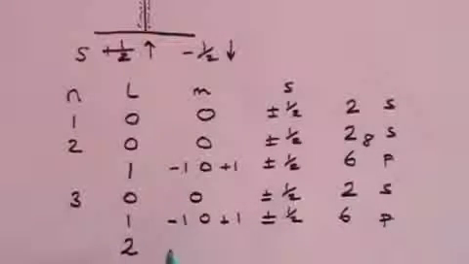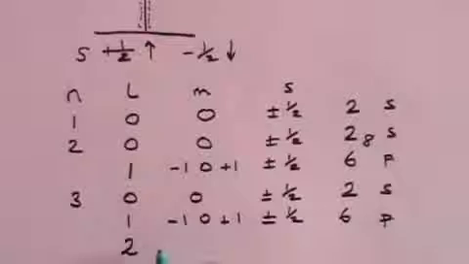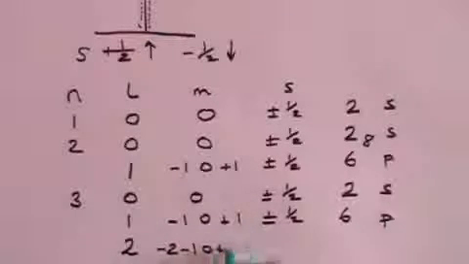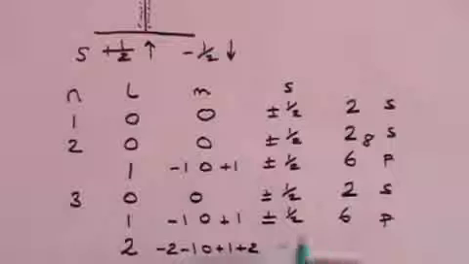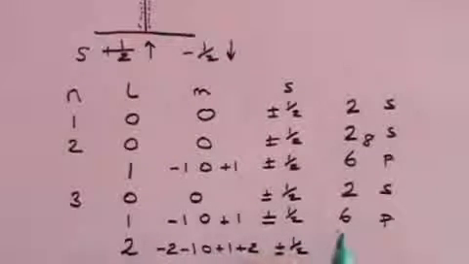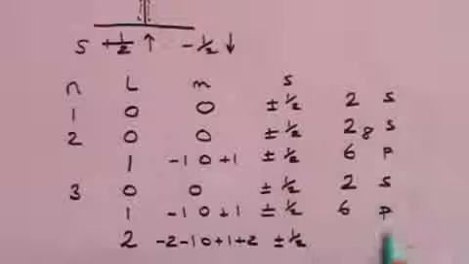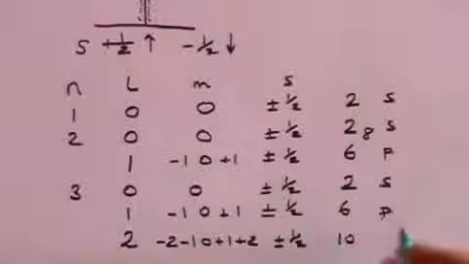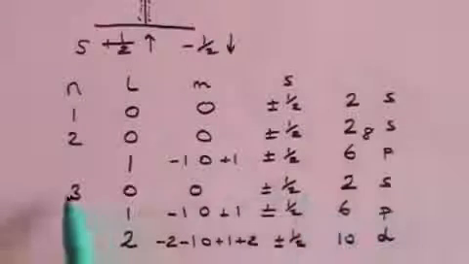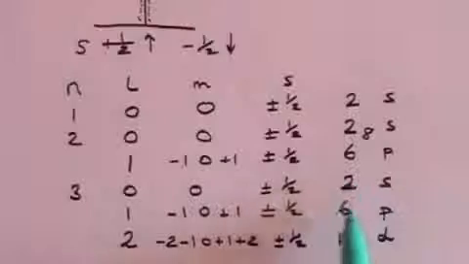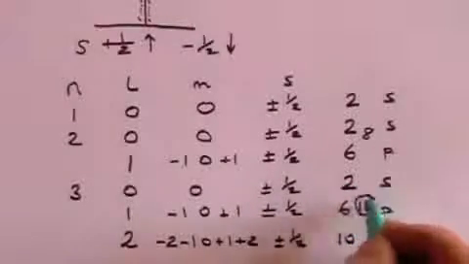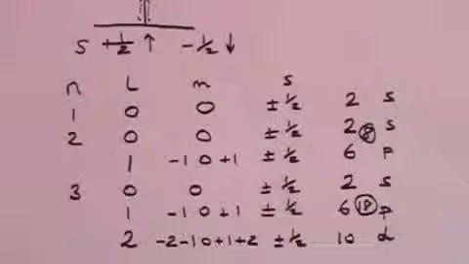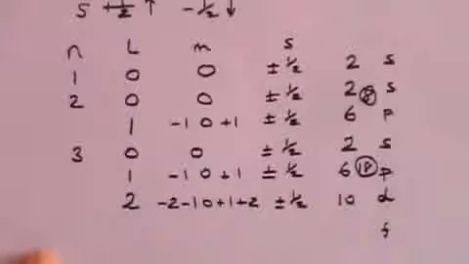When L is 2, there are 5 options for M. Minus 2, minus 1, 0, plus 1 and plus 2. And each of those 5 can have up or down electrons. And that means there's a possible 10 electrons at that level. And that is called the D level. And so when n is 3, you have a maximum of 2 plus 6 plus 10, 18 in that level. When L is 3, then the next quantum level is called F.